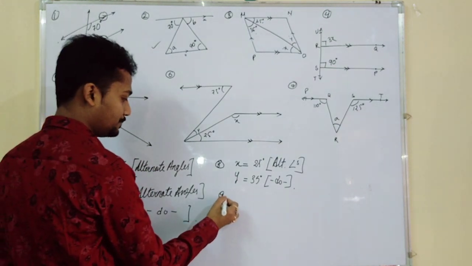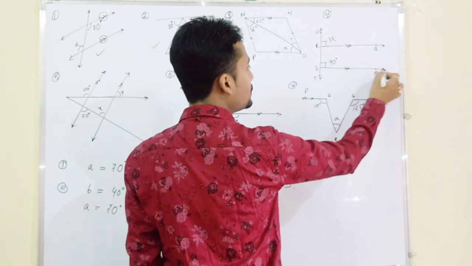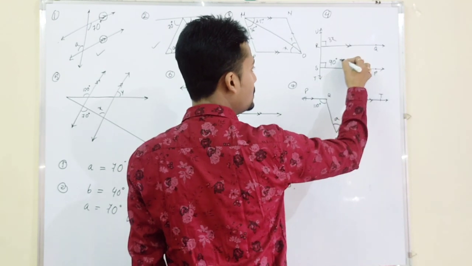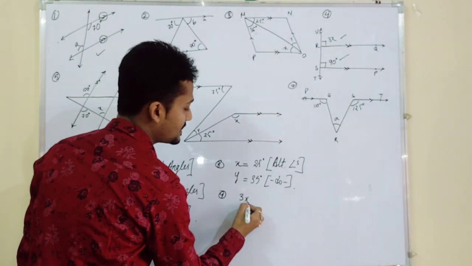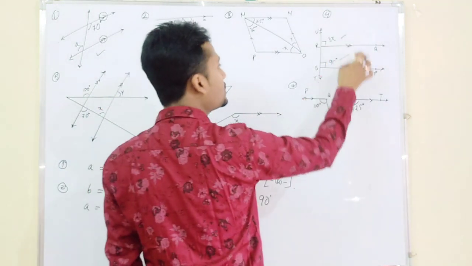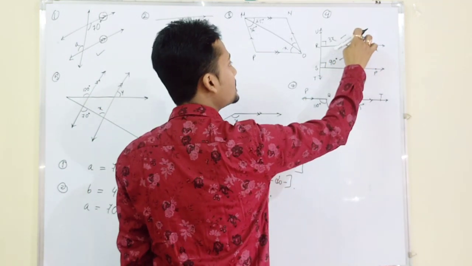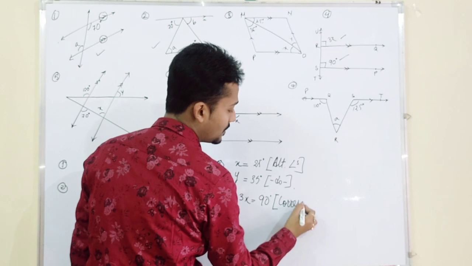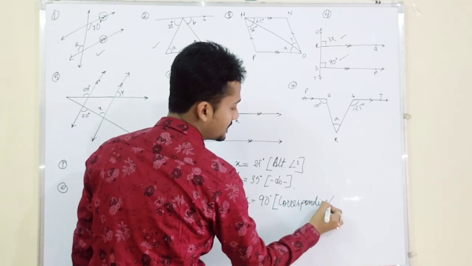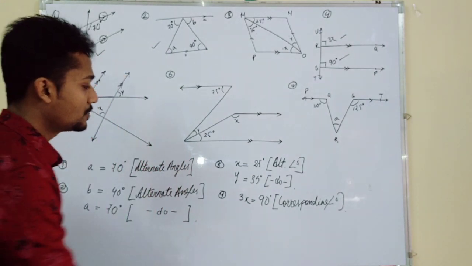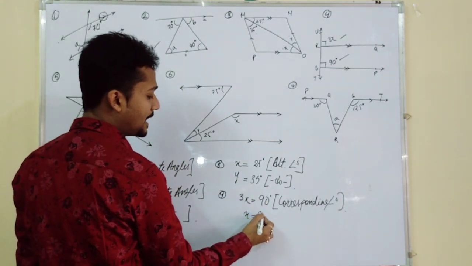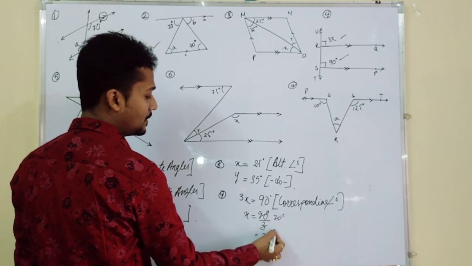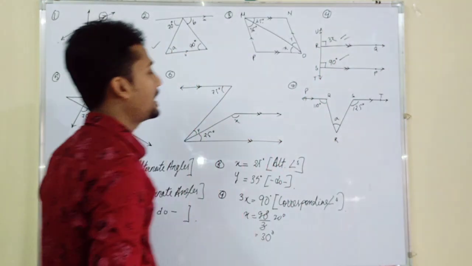Now question number 4. See here, this is parallel to this and this is the transversal, isn't it? So this will be equal to this. 3x is equal to 90 degree. Why? Because they are the corresponding angles. Yes, they are the corresponding angles and corresponding angles are equal. So 3x is equal to 90. So x will be equal to how much? 90 divided by 3 is equal to 30 degree. X will be equal to 30 degree.